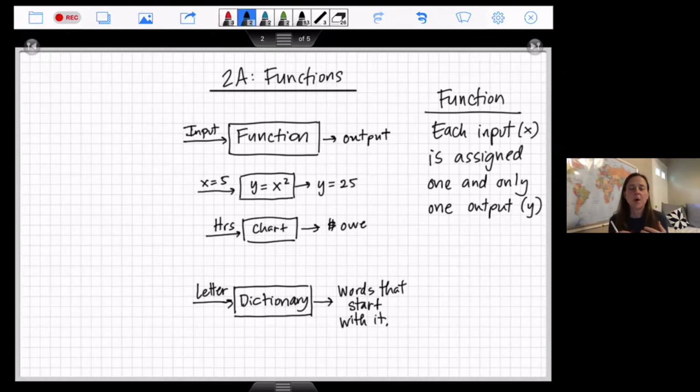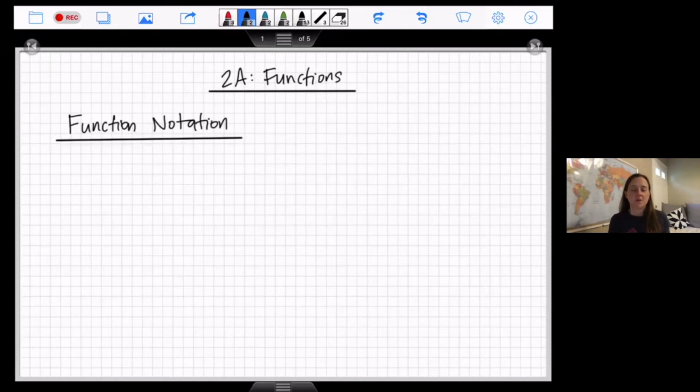So for example, our y equals x squared function, each value of x that you're going to plug in, you square it, you only get one value of y. You're never going to square a number and then get two values. Same thing with the chart at the parking garage. If you've been parked there for 5 hours, it's not going to give you two different values that you're going to owe when you leave the garage. But when you plug a letter into the dictionary, you get hundreds and hundreds of outputs. And while that is useful, it just does not qualify as a mathematical function. So now you know what a function is.